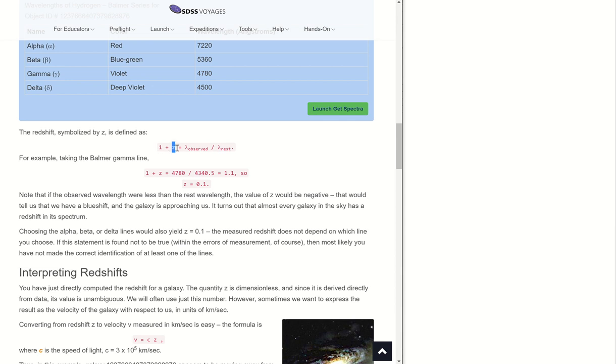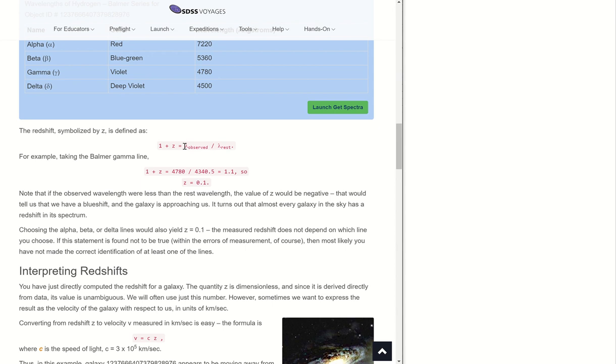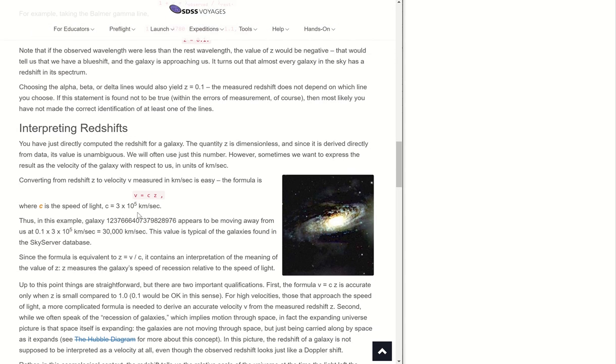And z is this redshift parameter. Notice there are no units on this. This is length divided by length. So z also has no units. It's just a ratio. Converting from redshift to velocity, we just multiply the speed of light times z.